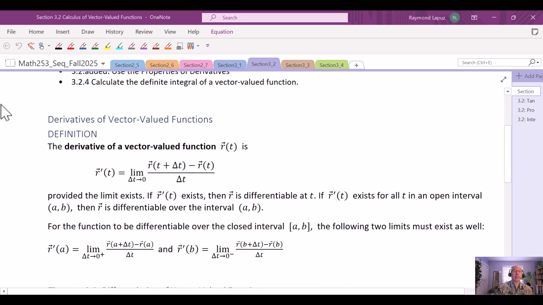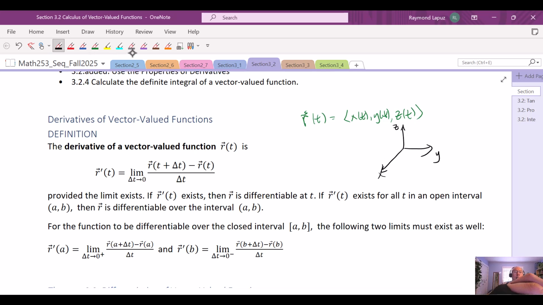So just to remind ourselves, a vector valued function r of t would be some vector that would have x of t, y of t as functions in 2 dimensions, but if you're in 3 dimensions we have a third function, z of t. So we can imagine this in 3-dimensional space, x, y, and z, as some sort of curve in 3-dimensional space.